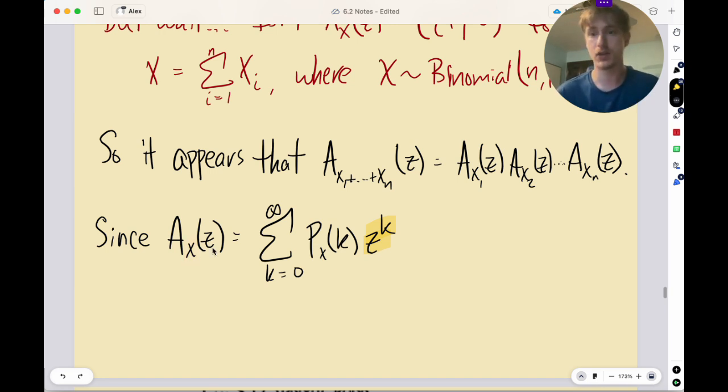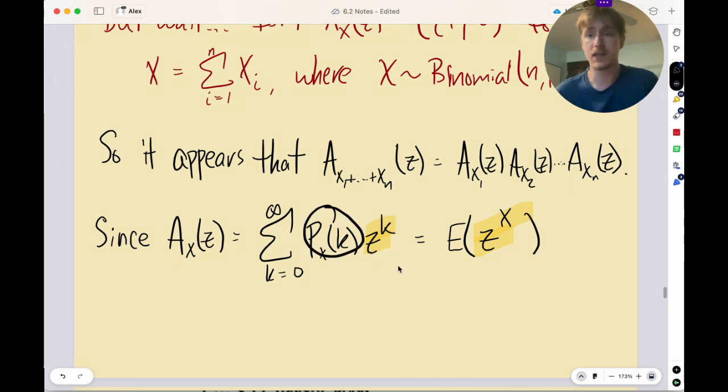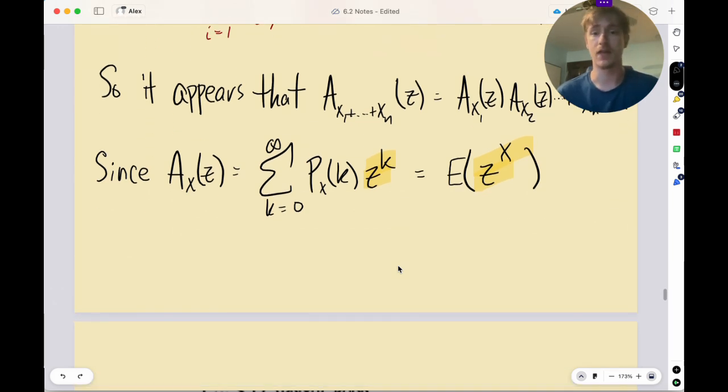Okay, as such, what we can actually say is that this is equal to the expected value of z to the x. Right? Just think about what that represents. How would you write the expected value of z to the random variable x? Well, you would sum over all possible values of z to the k times the probability density function. Okay? So we're going to use that to justify the claim above.